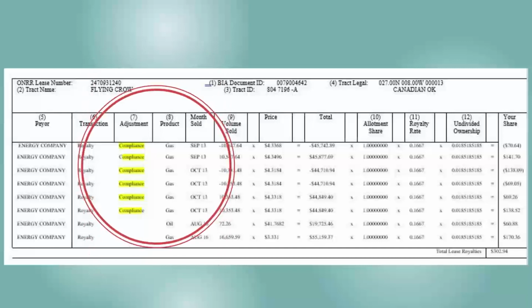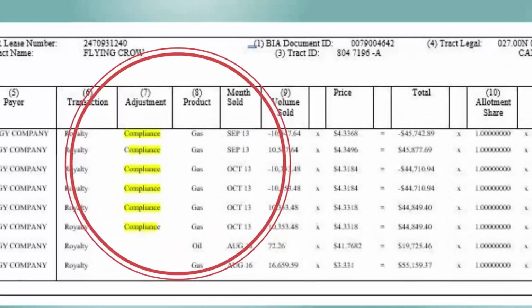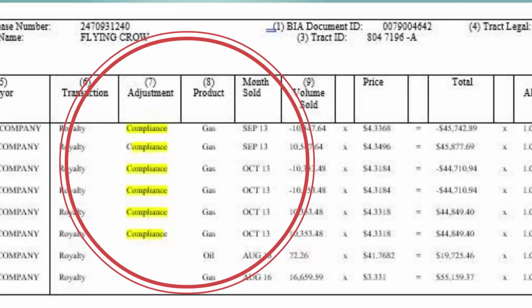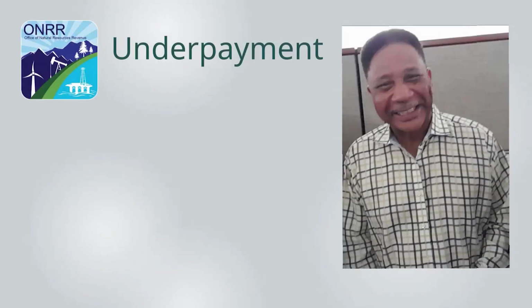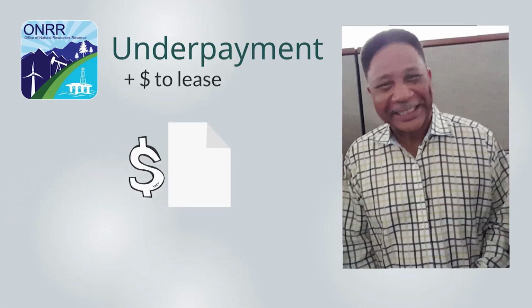Adjustments resulting from an audit are reported with the word compliance located in column 7 on your EOP. An audit or review may result in a finding of an underpayment, meaning your lease did not receive its share of royalties. So the company must adjust payments to pay those amounts.